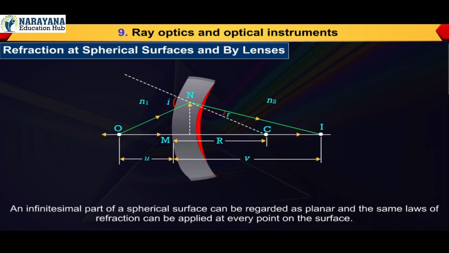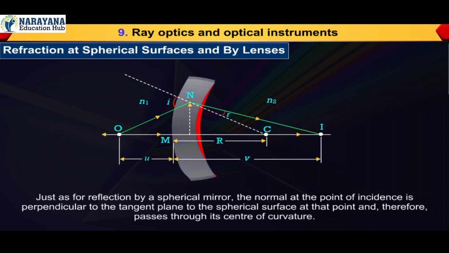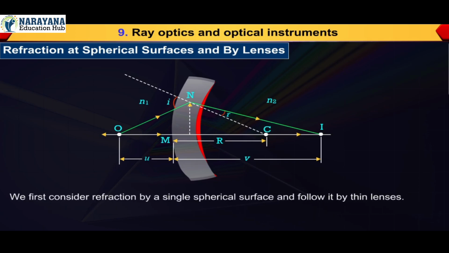An infinitesimal part of a spherical surface can be regarded as planar, and the same laws of refraction can be applied at every point on the surface. Just as for reflection by a spherical mirror, the normal at the point of incidence is perpendicular to the tangent plane to the spherical surface at that point and therefore passes through its center of curvature. We first consider refraction by a single spherical surface and follow it by thin lenses.